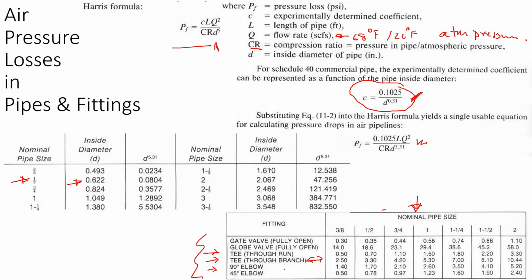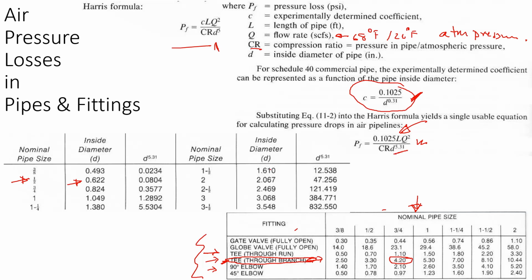So equivalent length is for this T, this type of T. You see that the equivalent length given is 4.2. What that means is 4.2 feet of straight pipe has the exact same loss as these connections. So if we add 4.2 feet of length to this L, then we are actually accounting for this T. So just add all the connections and pipes and then input the total length in this equation.